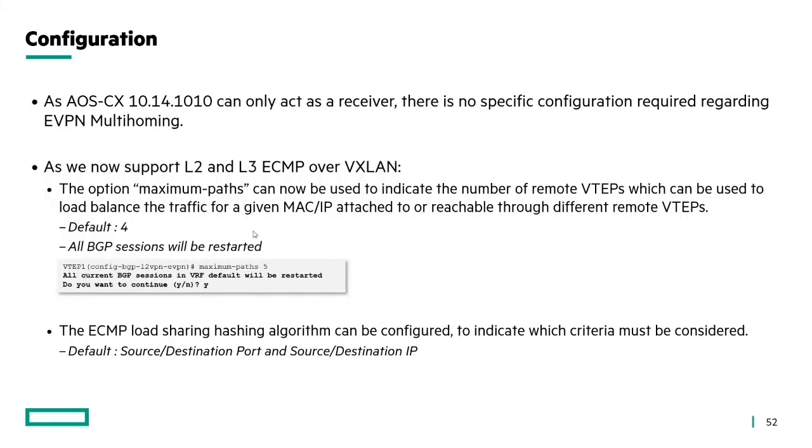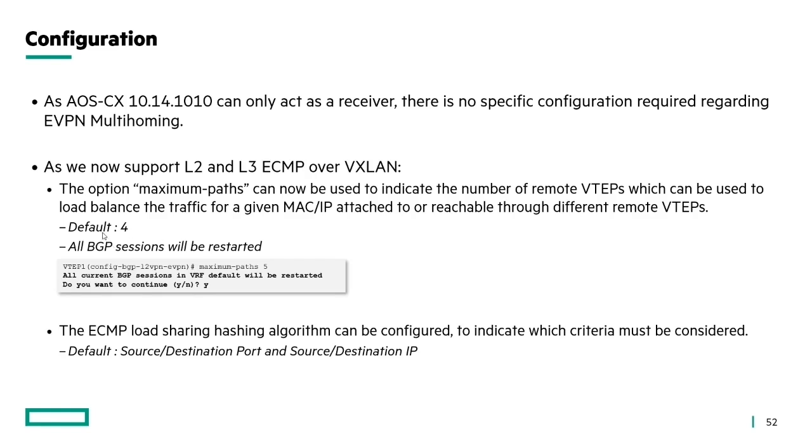Okay, so continuing on with the configuration. It's not a lot to configure, as again, we only support the reception of the route type 1 frames. So as of AOS-CX 10.14.10, we can only act as a receiver. There's no specific configuration required. We can use the maximum paths to indicate the number of remote VTEPs to get programmed for a given MAC or IP attached, and the default is 4.